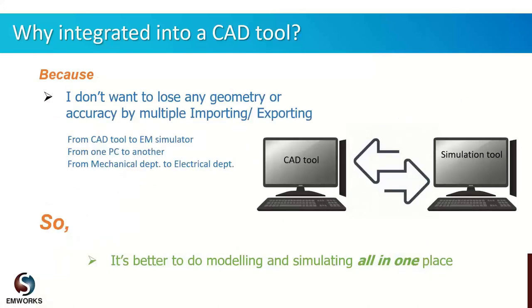Even if that is not the case and you already use your own CAD tools, now it's time to import your model into your simulation tools. But what if you want to change different parameters and geometries and see the result on the spot? Yes, you would have to export and import a lot of times, switching between two software multiple times to reach the optimum result. That's why it's better to do everything, modeling and simulation, all in one place.